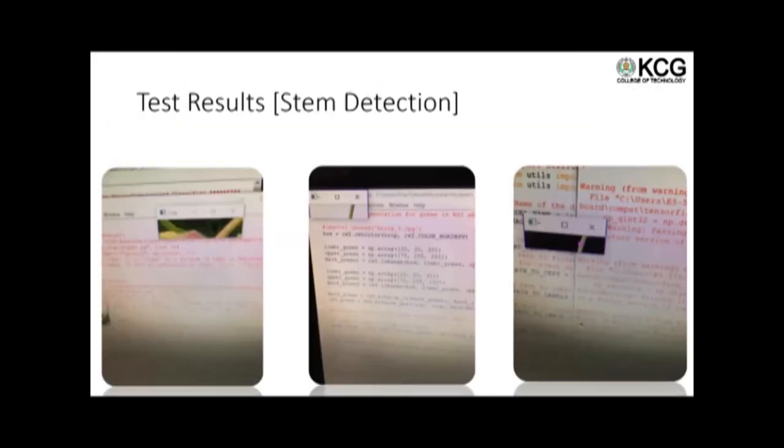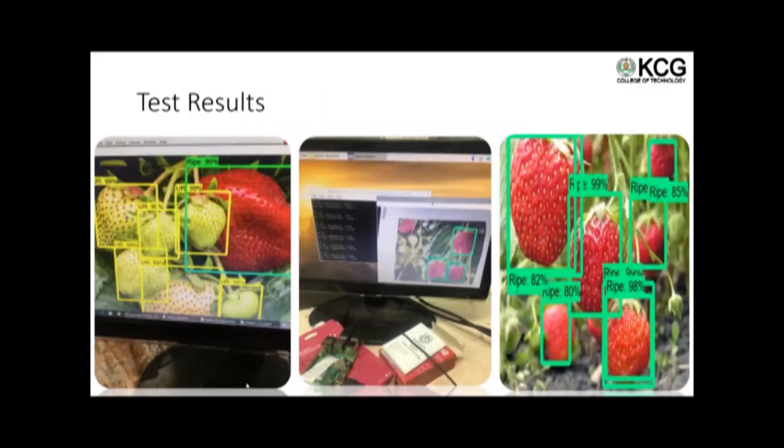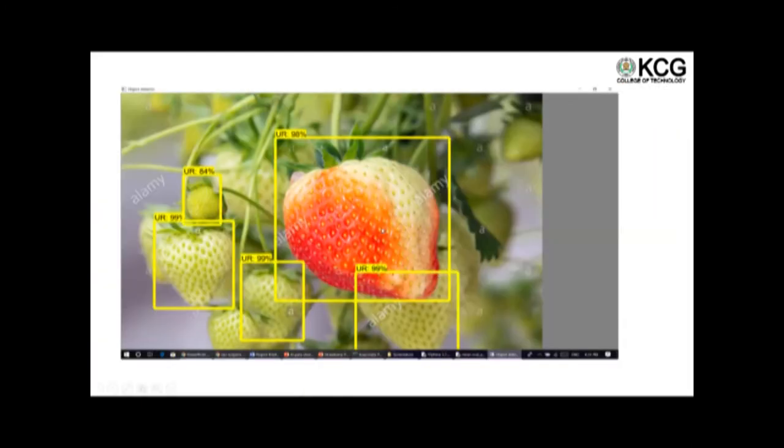Now if we can show maybe the, okay. Before showing the video, let me show this. You can see the precision of the machine, the precision of my artificial intelligence model, guys. You can see the accuracy. UR means unripe, okay? And my machine has a confidence of 98%, 99%, 99%.